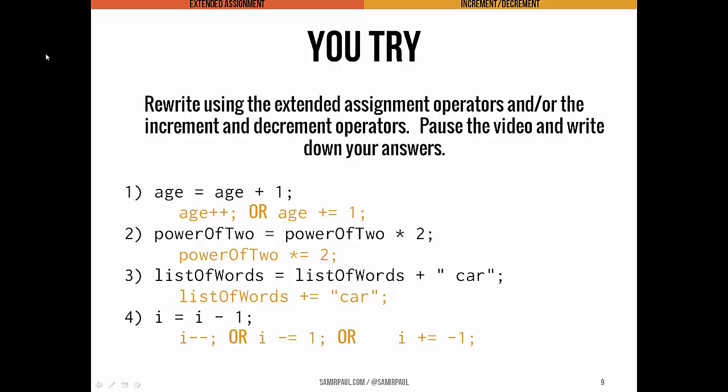Okay, age = age + 1. You could think of that as age++. You could think of it as age += 1. And not written here, you could also think of it as ++age. You could use the pre-increment operator if you wanted to.